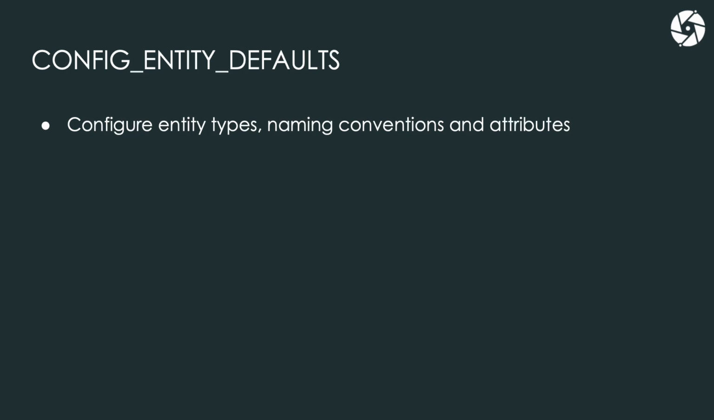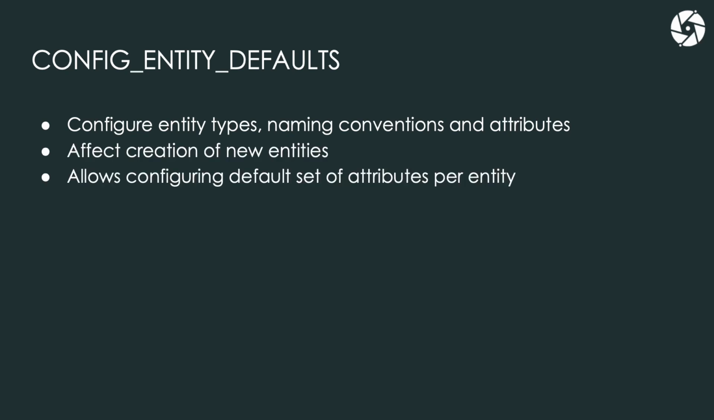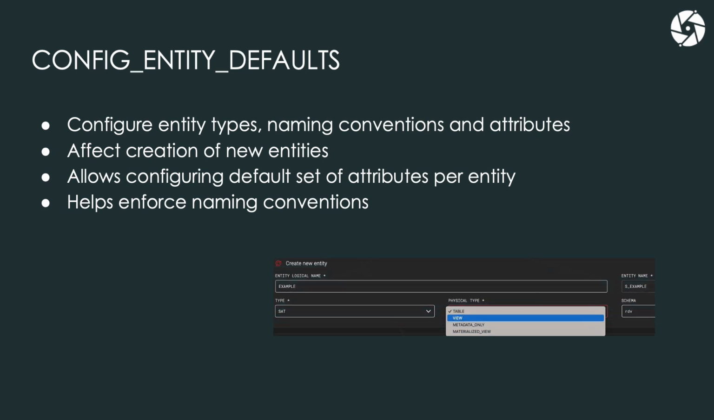Config entity defaults lets users customize and configure entity types, naming conventions, and attributes. These settings affect creation of new entities and allow defining a default set of attributes per entity, such as names, prefix or suffix, physical type, zone, and whether it is automatically managed. It also helps enforce naming conventions.